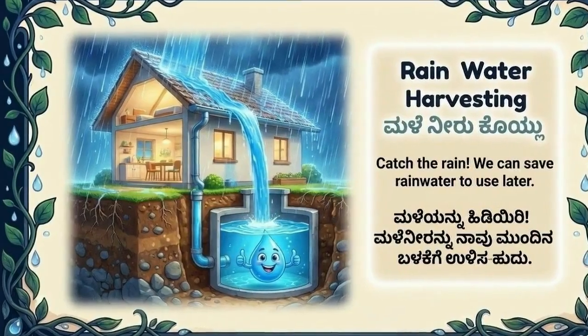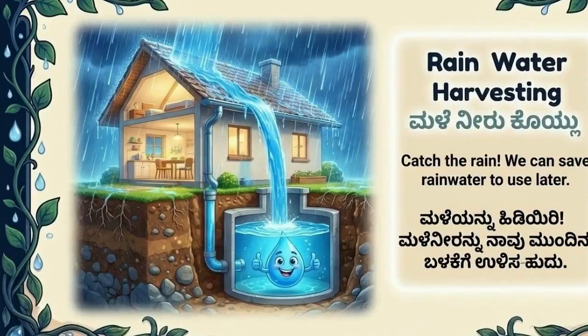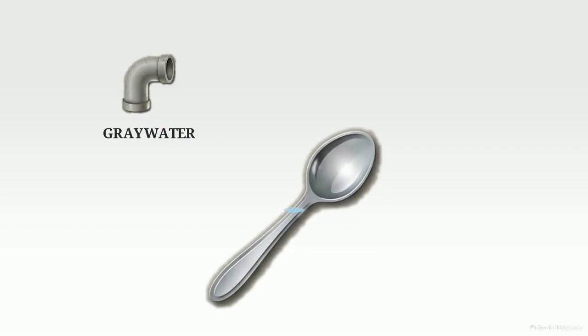This cutaway illustration shows rainwater harvesting. Roof gutters capture the falling rain and funnel it directly into an underground storage tank so it can be used later. By reusing gray water from our sinks and capturing rainfall from our roofs, we actively prevent the waste of that one single spoon of fresh water we rely on to survive.